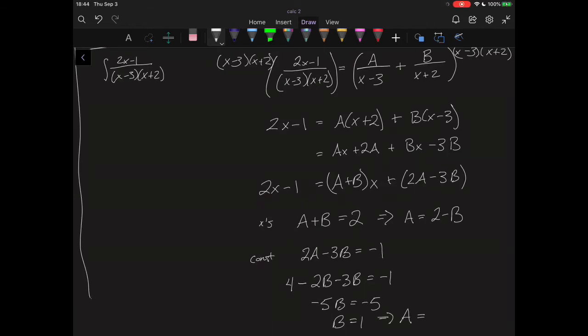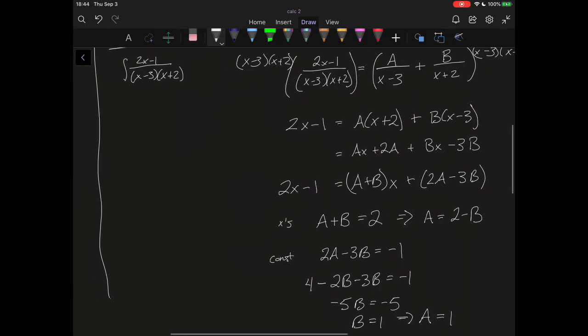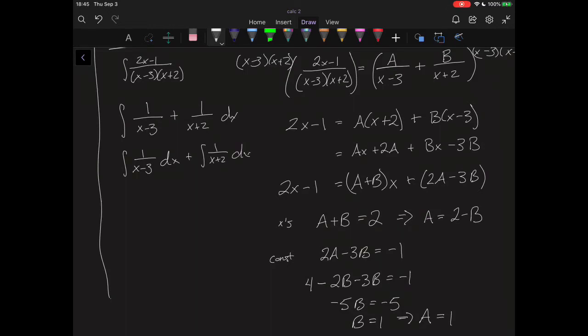And then going through the steps, baby algebra, solving for b, we get 1, and then a is going to be 2 minus 1, or 1. So now let's bring it all the way back to the integral and rewrite it with our partial fraction decomposition. So this whole integral is equal to 1 over x minus 3 plus 1 over x plus 2. And we can break that up into 2 separate integrals, and we get the log of the absolute value of x minus 3 plus the log of the absolute value of x plus 2 plus c.